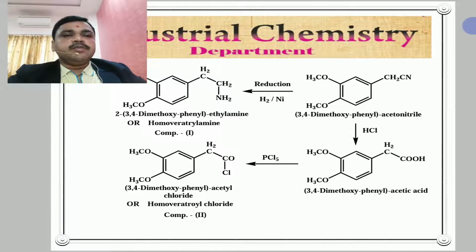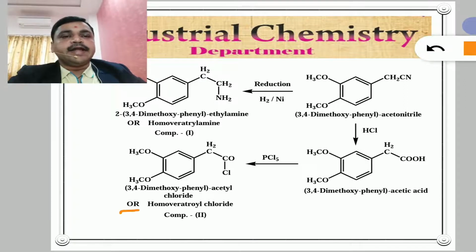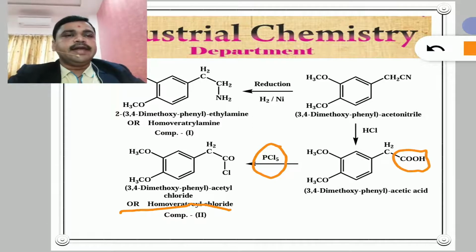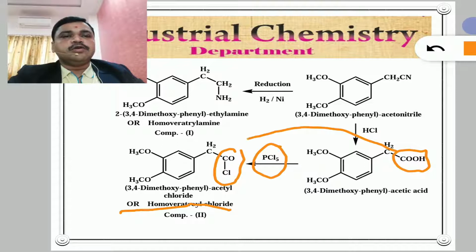our compound number 2, homoveratryl chloride. With interaction with PCl5, COOH is converted into COCl, and we get 3,4-dimethoxyphenyl acetyl chloride. It is known as homoveratryl chloride. This is our compound number 2 for this synthesis.